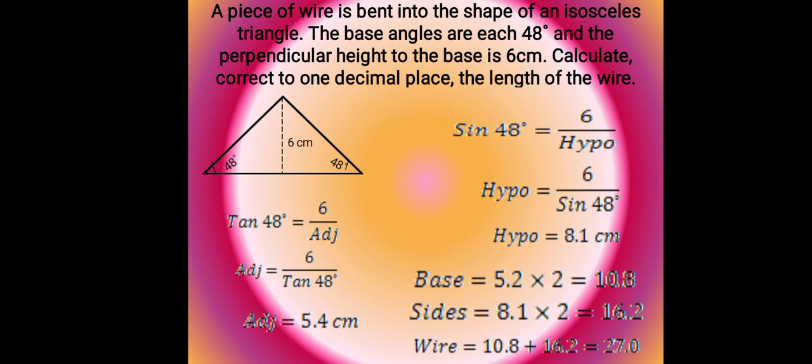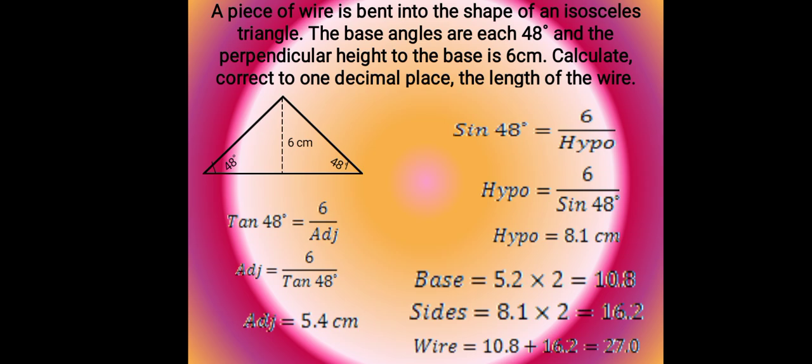A piece of wire is bent into the shape of an isosceles triangle. The base angles are 48 degrees and the perpendicular height to the base is 6 centimeters. Calculate, correct to one decimal place, the length of the wire. Now if we take tan 48 is equal to 6 over the adjacent side, we find that the adjacent side is 5.4 centimeters. Now the adjacent side is half the base.